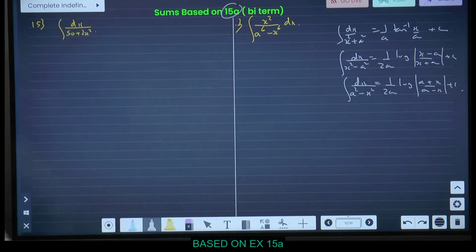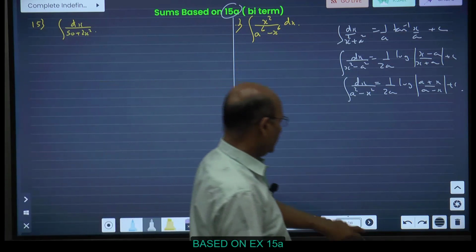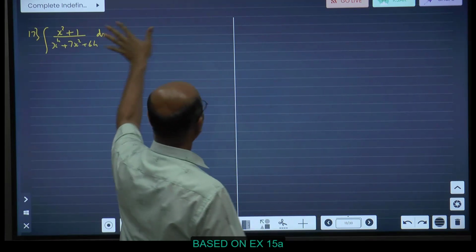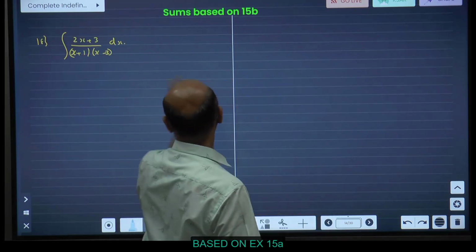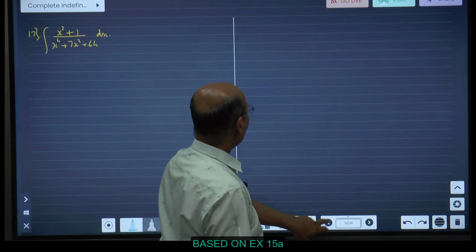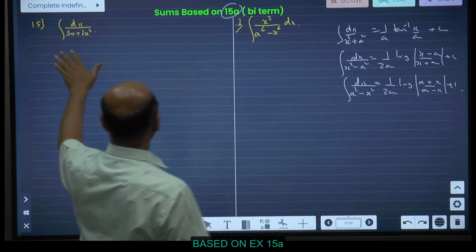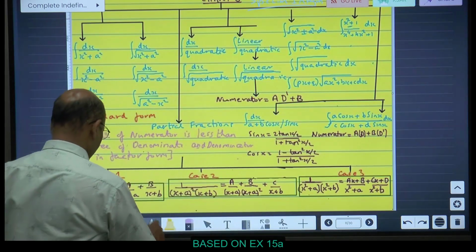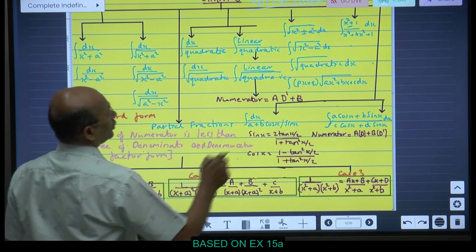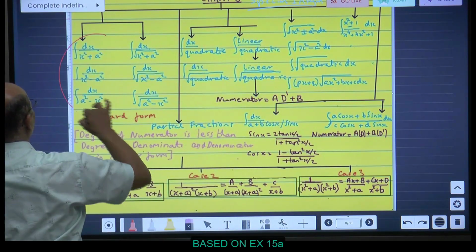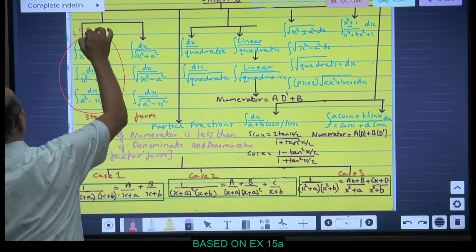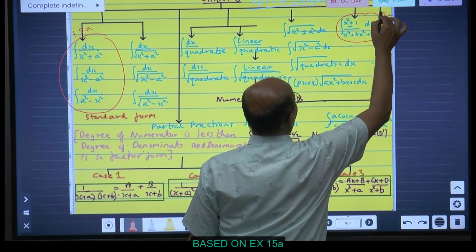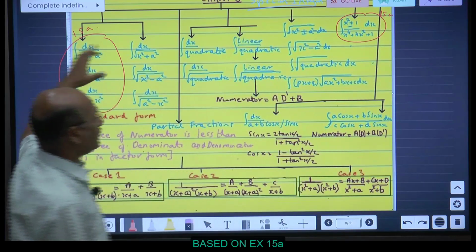Exercise 15a is basically based on by term, and of course this also, I mean to say a different pattern of sum. Along with by term there is a different pattern of sum. So I want you to have a look at this. Okay, now I'll just come to the chart. So what we are going to do now, look at this. This part we are going to cover. So 15a, and this also is in 15a. So this part and this part.